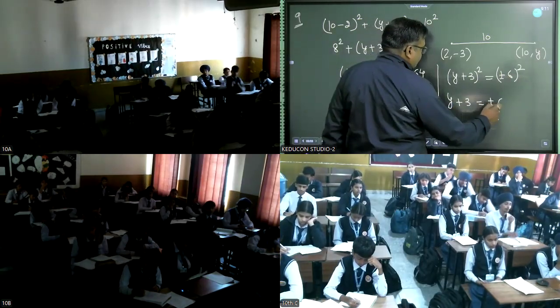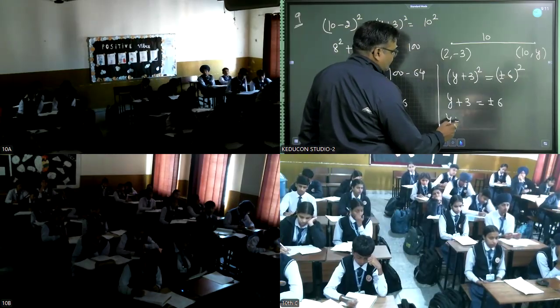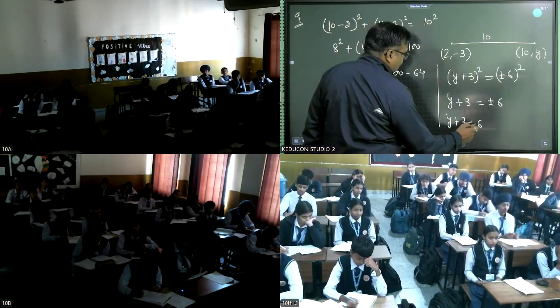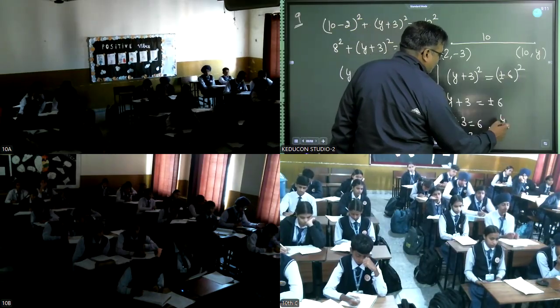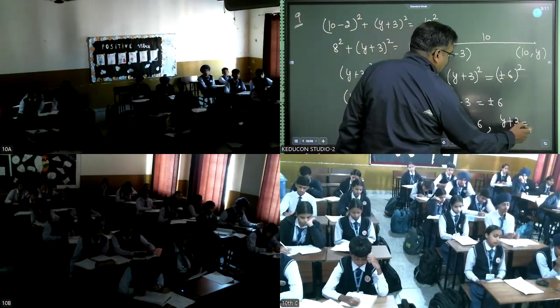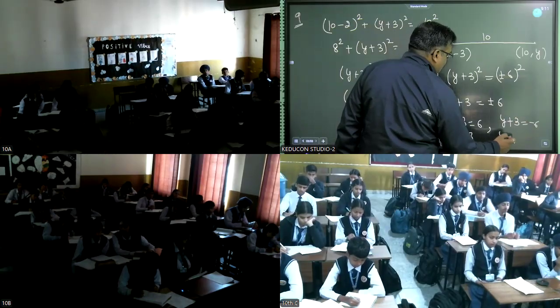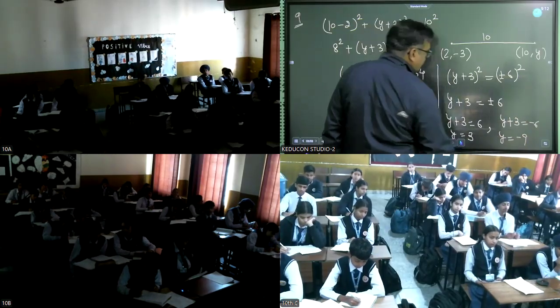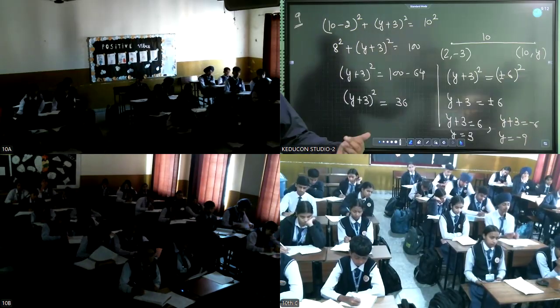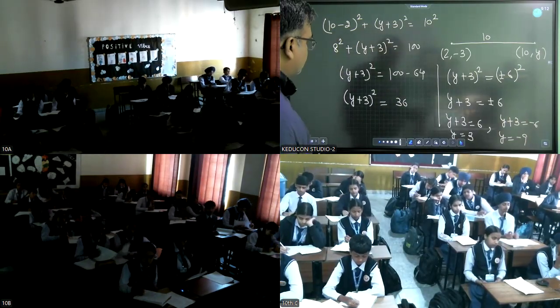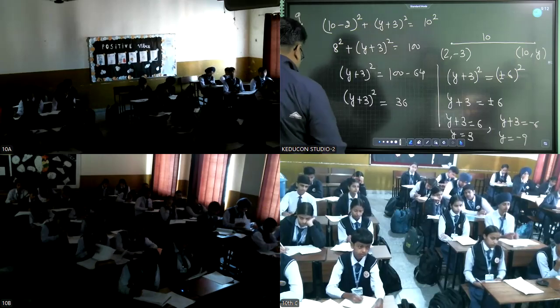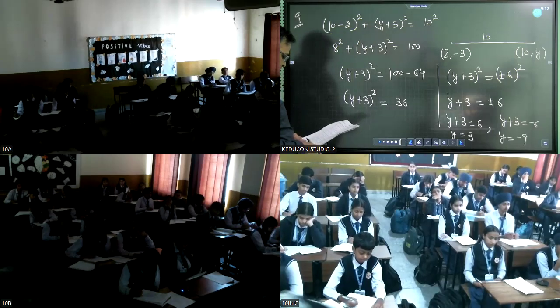Plus minus 6. One time take its value as positive, so the value of y will be 3. In the second case, take y plus 3 as negative, so the value of y will be -9. So this is another way of calculating this. Right, students? So 3 and -9, option C again.